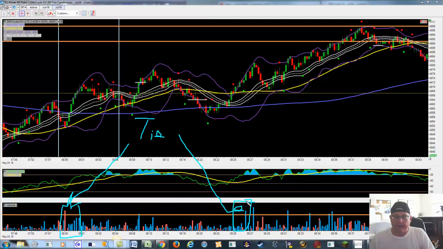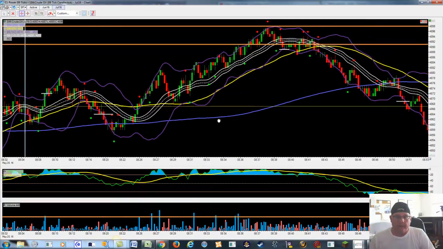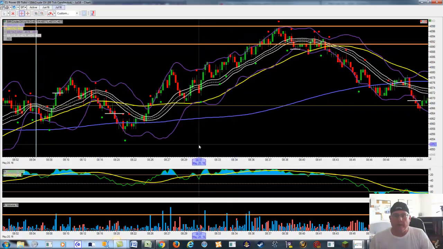Now, what happens immediately after this is this bar prints right there, and so therefore I'm starting to look on the short side. Once this bar right here prints, I'm looking to take a short trade. But what I also want you to notice is all the blue bars that you see in the market as opposed to the red bars.